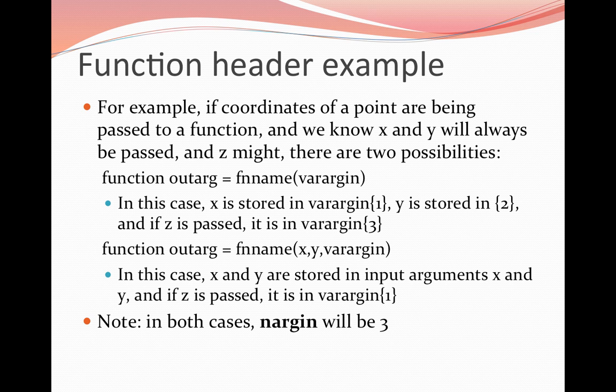Now in both cases, if we got x, y, and z, n_argin would be 3. So whether you build in input arguments or you just use var_argin, again, n_argin tells you the total number of input arguments that are passed to this function, which would be 2 if you only had x and y, or it would be 3 if you had x, y, and z.